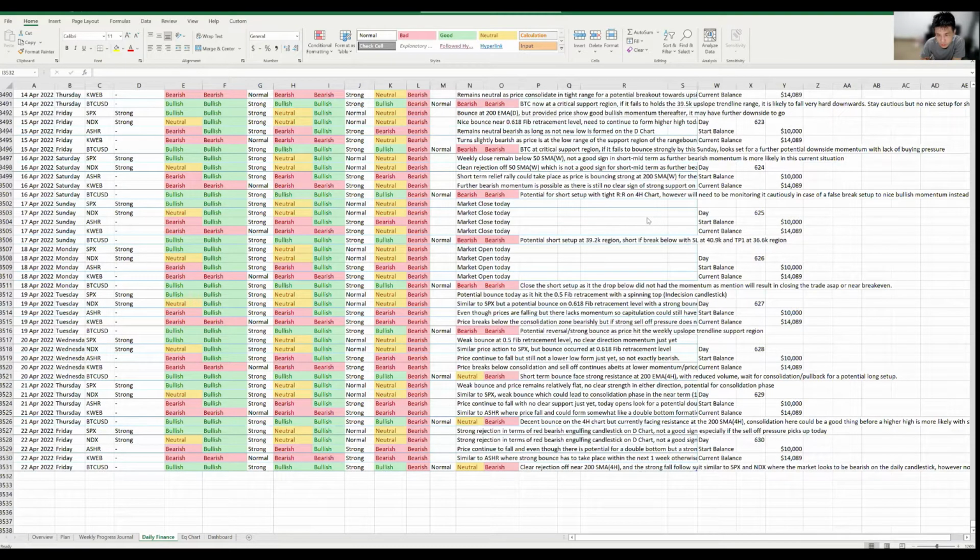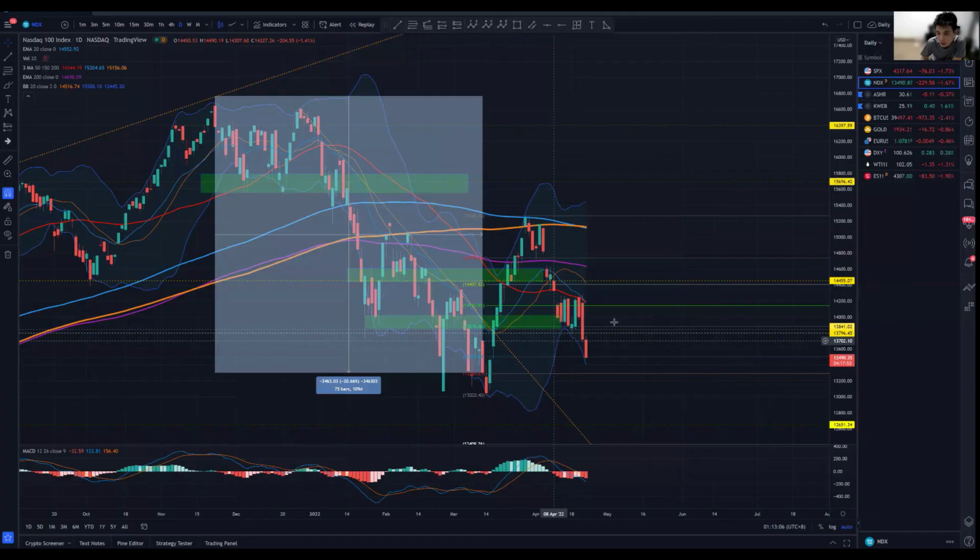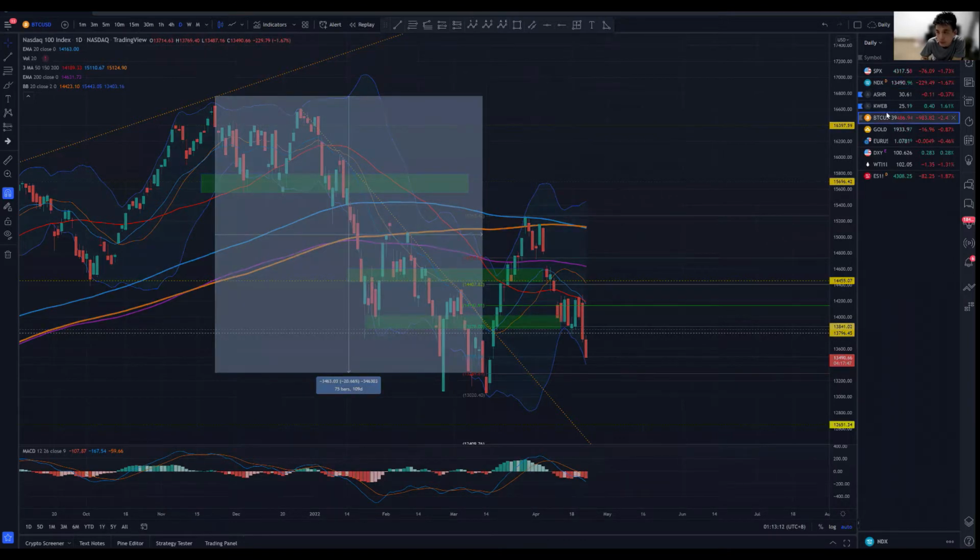I did mention somewhere yesterday that this could be a potential resistance, but let's see how it is, especially when I stated over here a decent bounce but currently facing resistance at the 200 period exponential moving average on the 4-hour chart. You can see that right now all the markets are currently falling, especially the S&P 500. You can see Bitcoin actually following suit and it's amplifying the effect as usual.